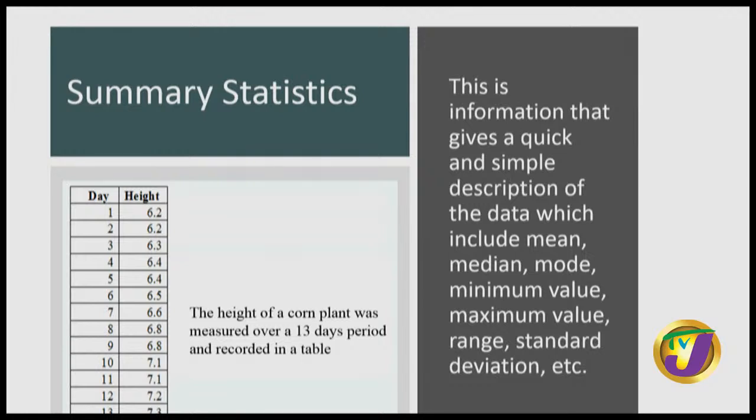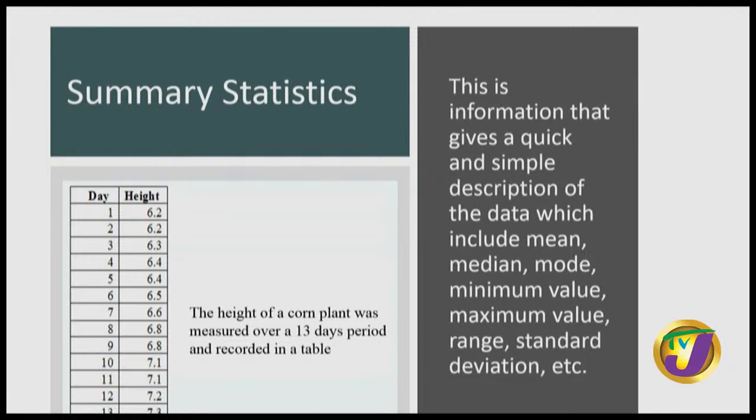Okay, so I know that on day 1, the height of the corn plant was 6.2 centimeters. But by day 13, it grew somewhat. It grew to 7.3 centimeters. So from this table, I can see that. I can also see that some days the plant really was stagnant and wasn't growing. So some days there was no significant growth with the plant. And I think that's most of my observations, Mr. Price. All right, so what else can we garner from this?